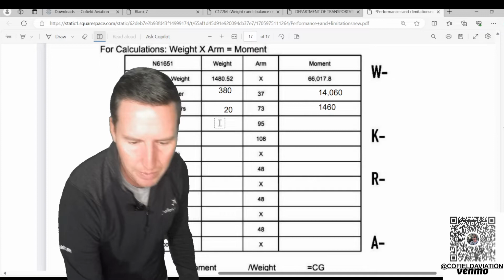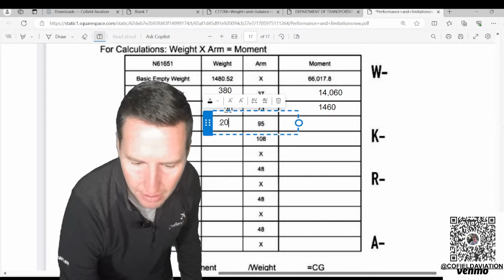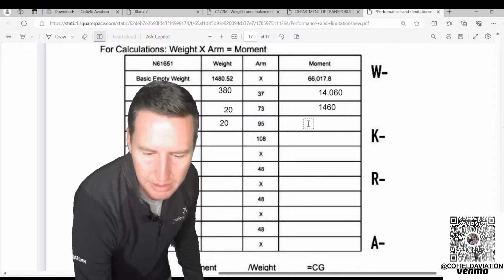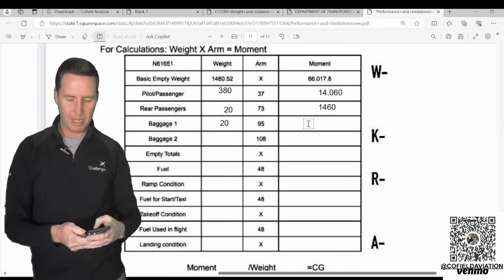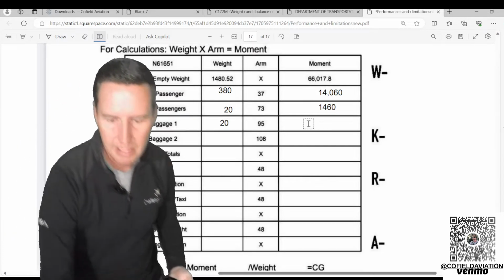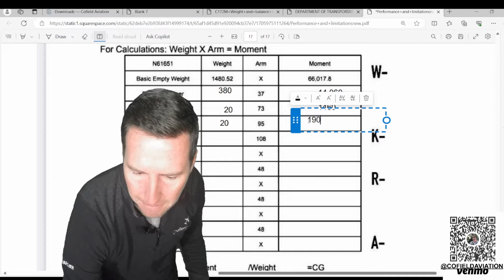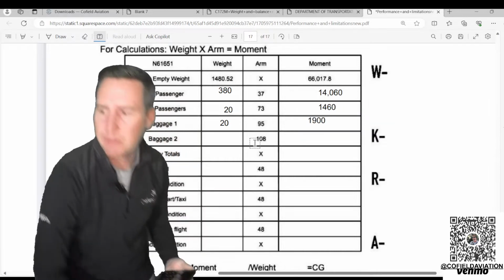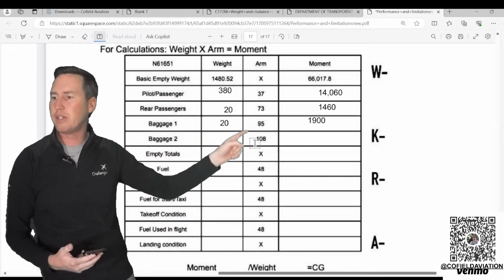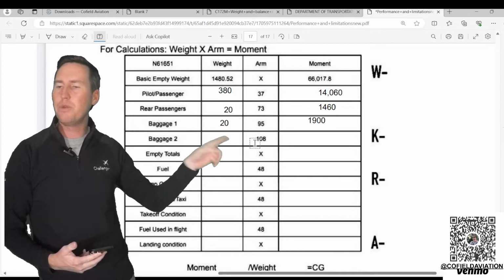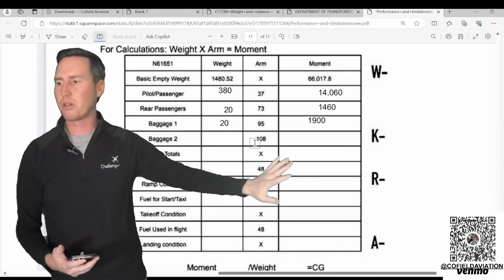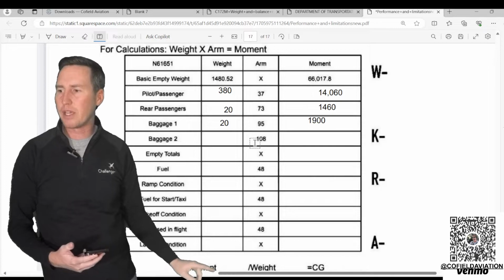Baggage, we're going to do the same thing. We keep some oil back there, some other things, cleaning supplies. So we're going to do another 20 pounds times 95, which is going to be 1900. All right. Remember, we got that arm from the weight and balance manual and the type certificate data sheet. Baggage 2, we don't have anything back there. That's in that super back cubby hole there.